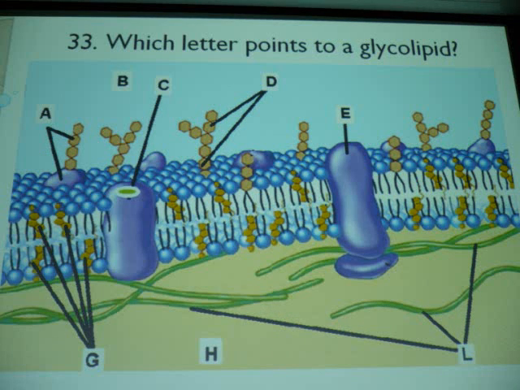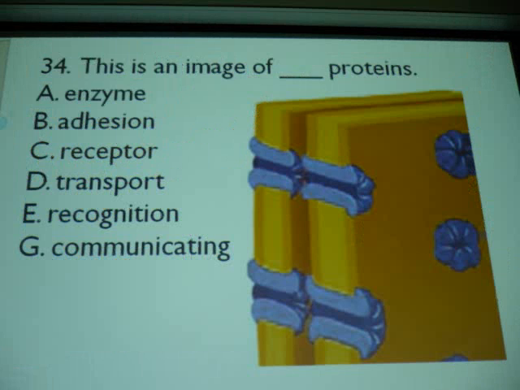Where's your glycolipid? It's the one coming right off the fat, right? That'd be delta. Now, I've got a connection opening between two cells. That's communicating. They can communicate with each other. Nothing else even fits what that could be. That's for communication. What's in one cell can go to the other cell, like sending a message across.